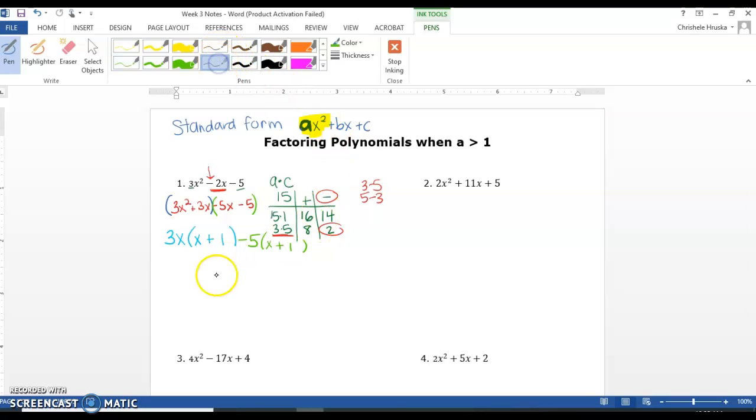So to write my final answer, I take the 2 factors that I factored out, the 2 terms that I factored out, and then I have that repeated factor. And there's my answer.